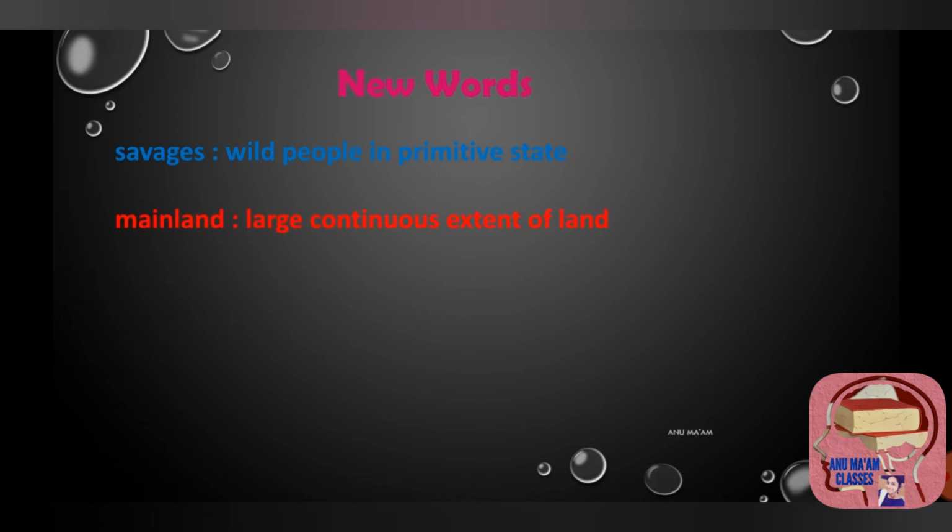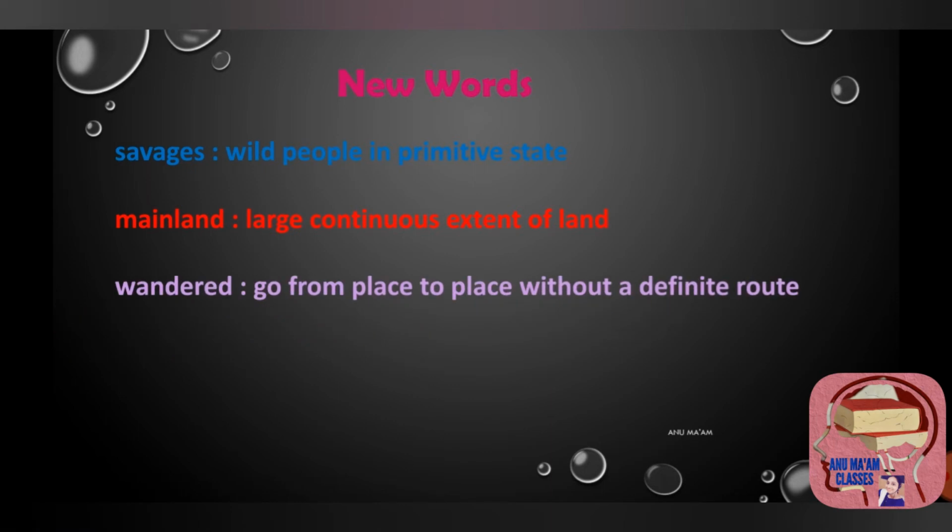Second is mainland. It means a large continuous extent of land, right? Then wandered. Wandered means to go from place to place without a definite route. Then bolder. Bolder means more confident. Inhabited. Inhabited means occupied or dwelled in, right?